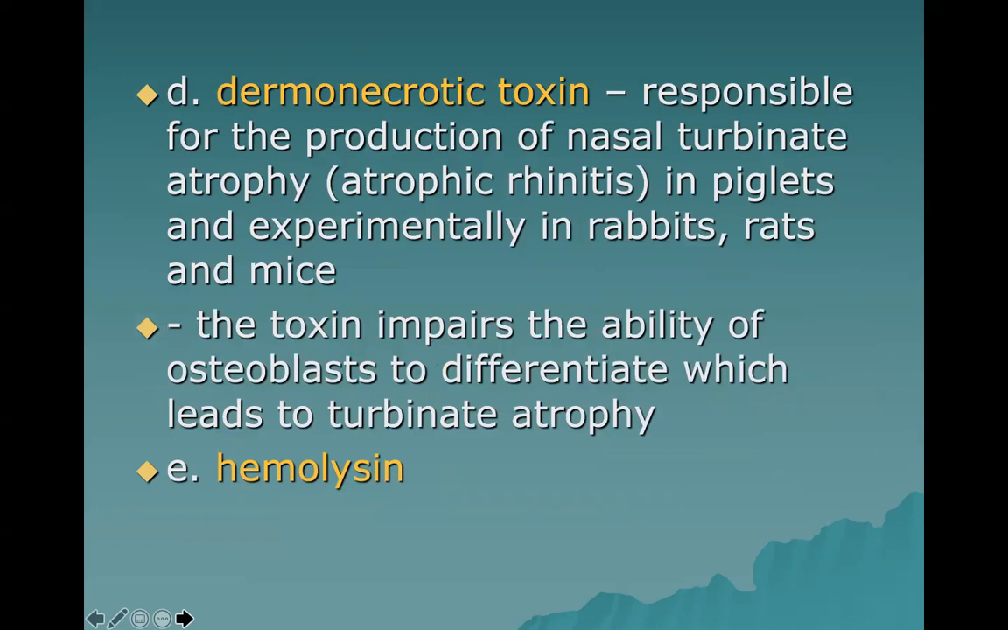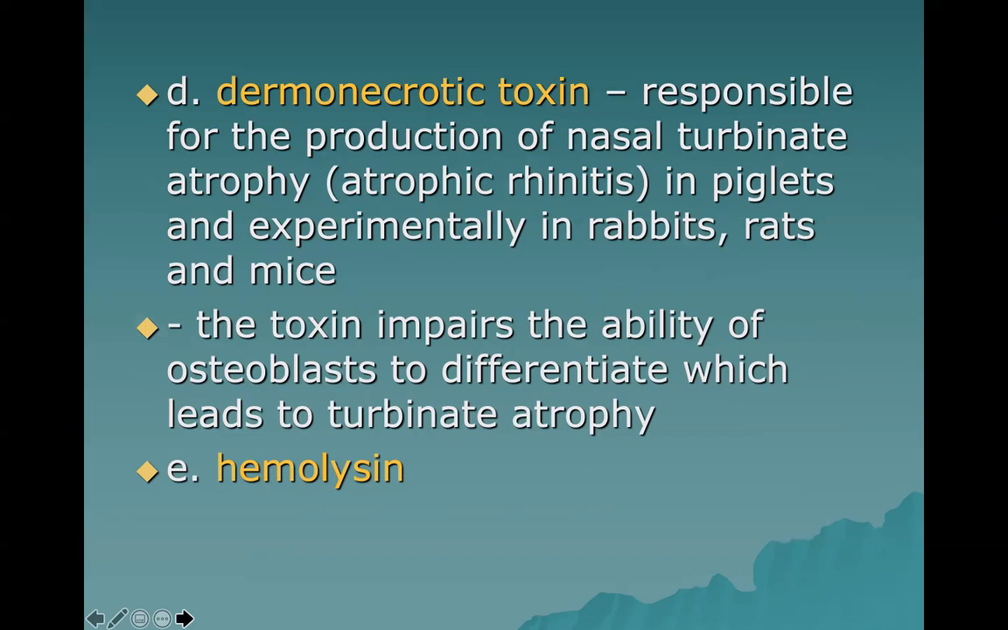A dermonecrotic toxin is also released by the organism that is responsible for the production of atrophy of the nasal turbinates. That's why it is associated with the non-progressive atrophic rhinitis condition in piglets and experimentally in rabbits, rats, and mice. The toxin is known to impair the ability of the osteoblast to differentiate, which leads to atrophy of the turbinate bones in pigs.